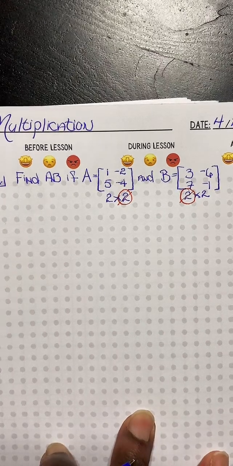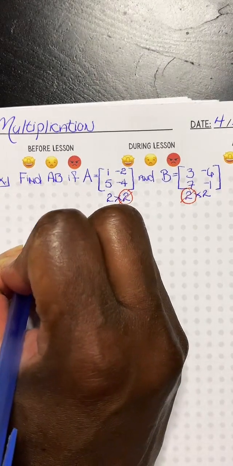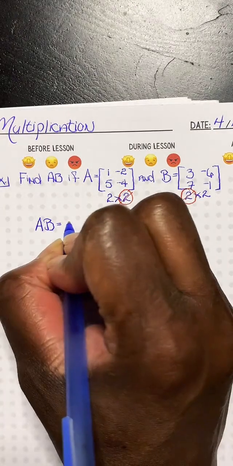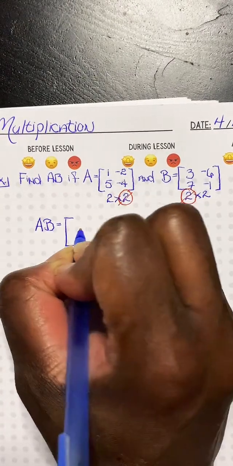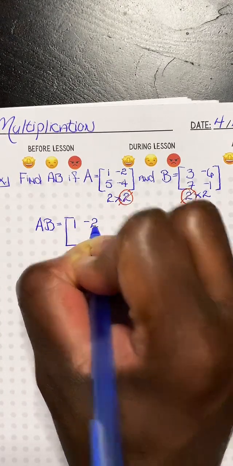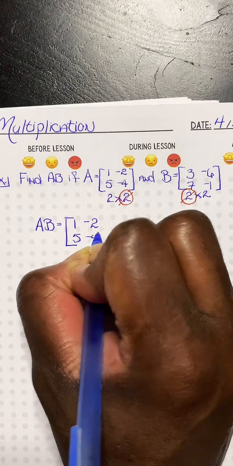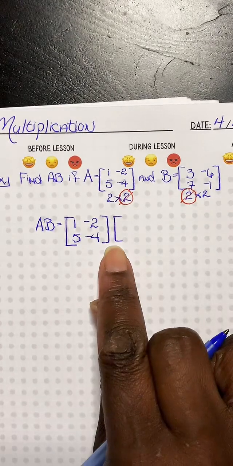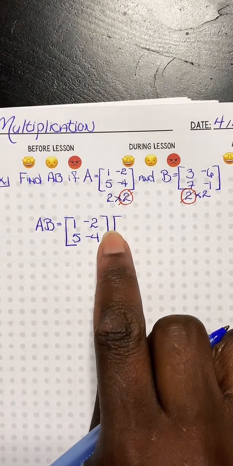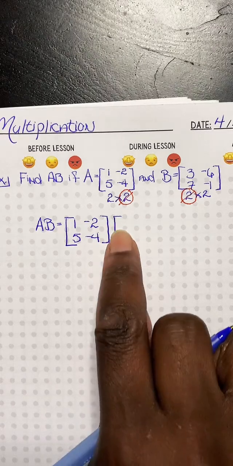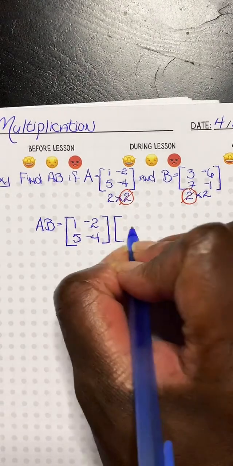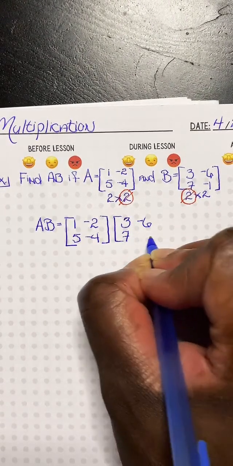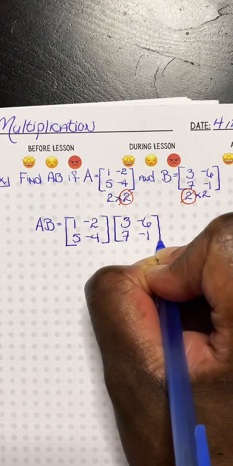Okay. So we're saying that matrix AB is going to be, we're going to multiply these two together. So we got 1, -2, 5, -4 times, when you do multiplication, you don't have to put a plus or a minus or a multiplication sign in between. It's understood when there's nothing in between the matrices, okay? So you have your 3, -6, 7, -1. All right?